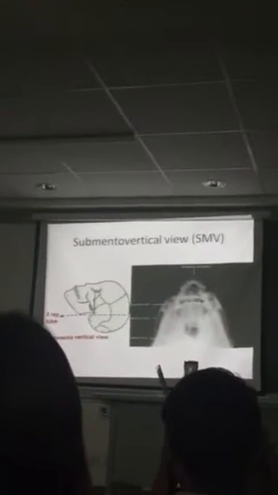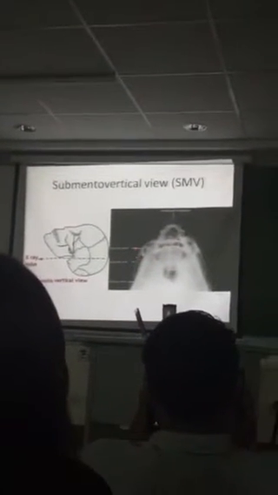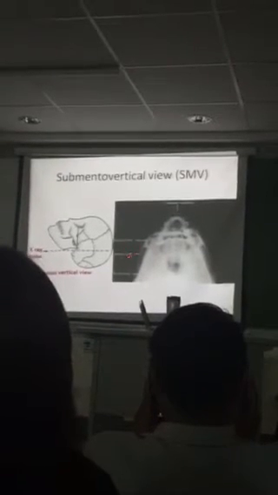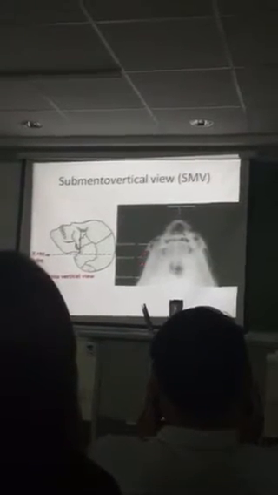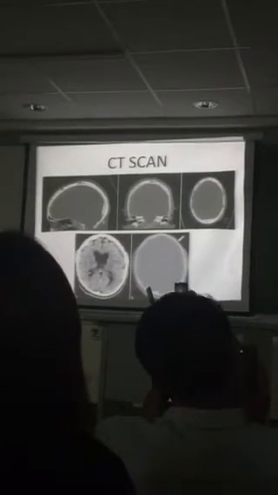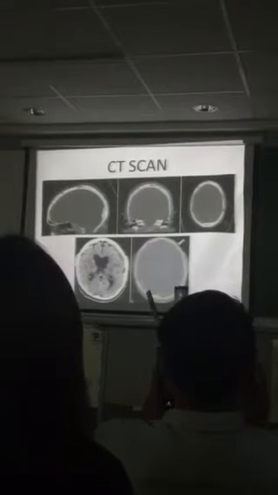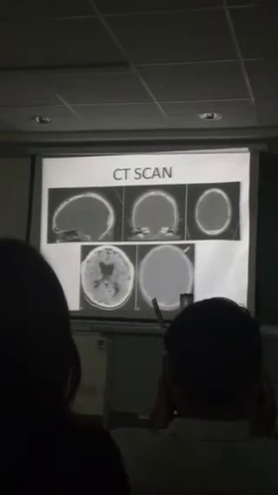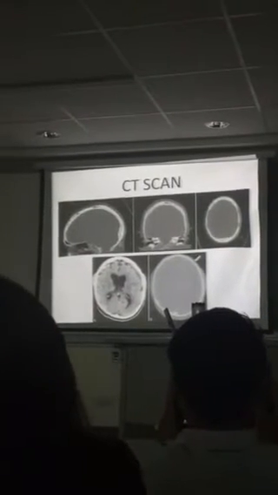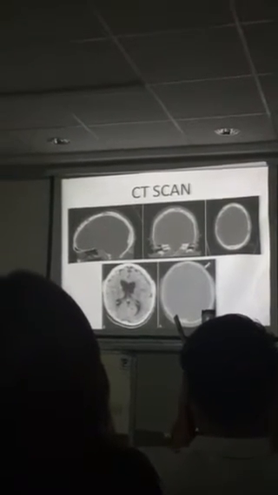And the submentovertex view. So what is this? The zygomatic arch, right or left? Right. Okay. Next, something will come out here. So this is CT scan. You identify whether it's axial, coronal, what view?